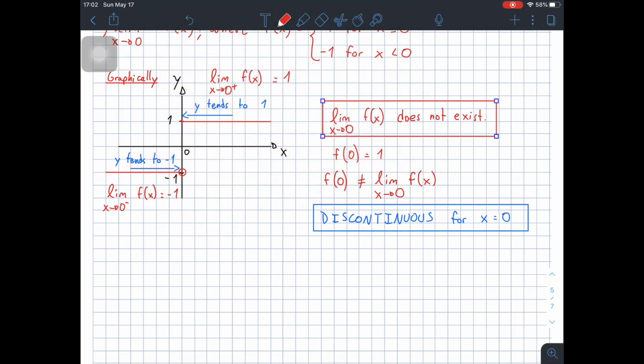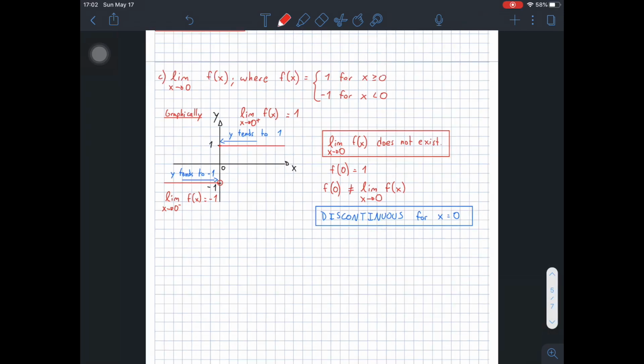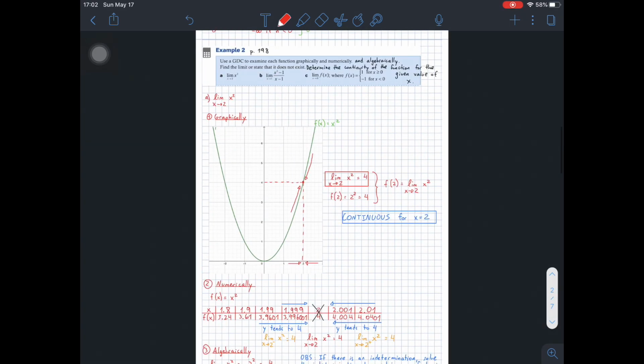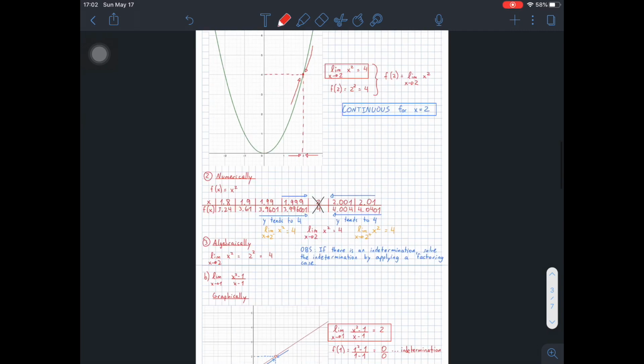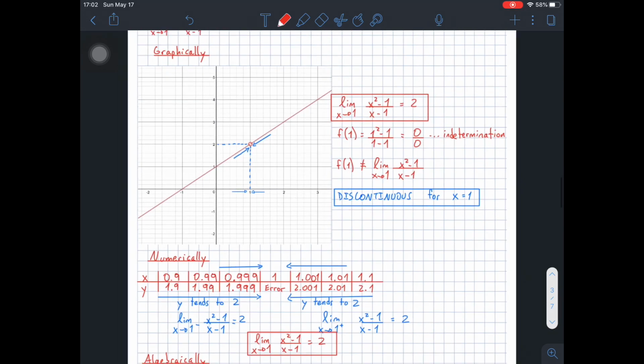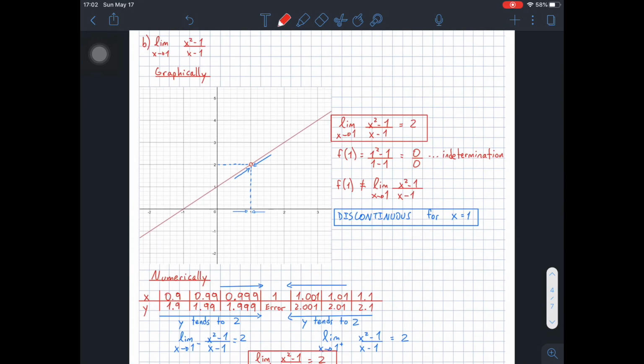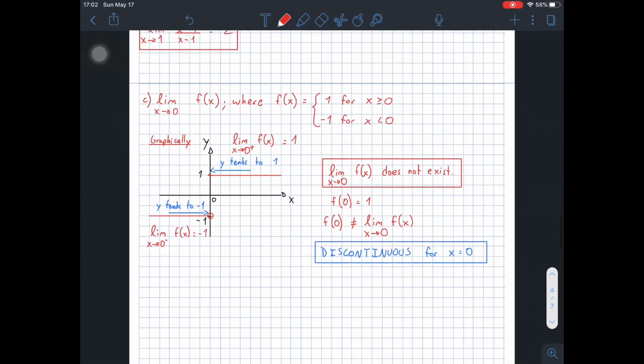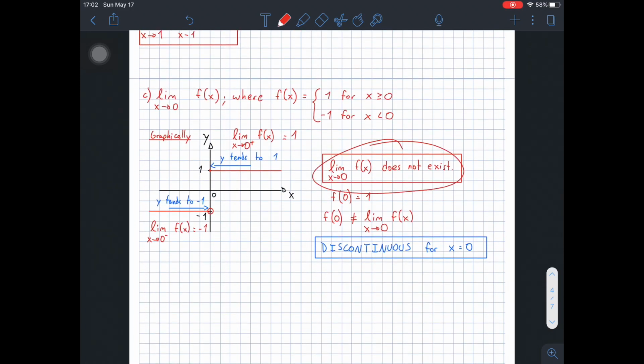So we have covered all of the three different alternatives. When we have continuous functions, both the limit and the value of the function exist and they are the same. We have seen discontinuous functions where the limit exists but the function is not defined for that specific value of x. So that's one type of discontinuity. And the second type of discontinuity is when the limit does not exist but the value of the function exists. So we have a discontinuity.